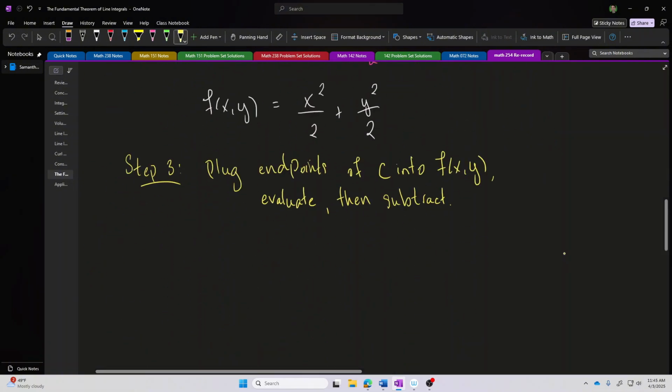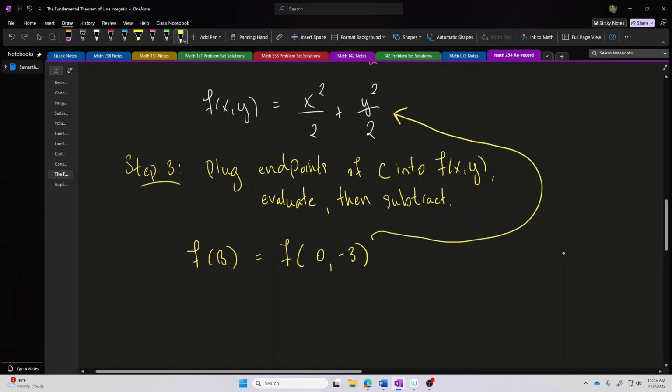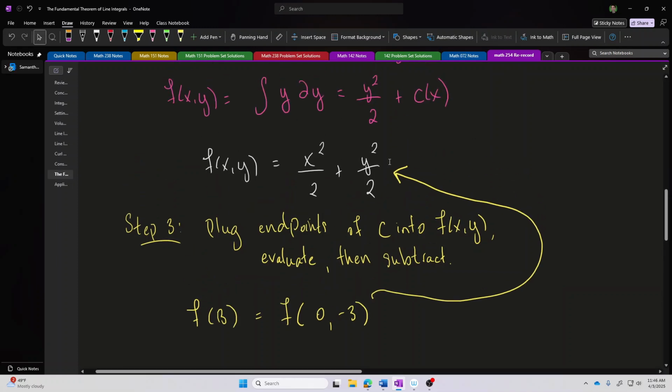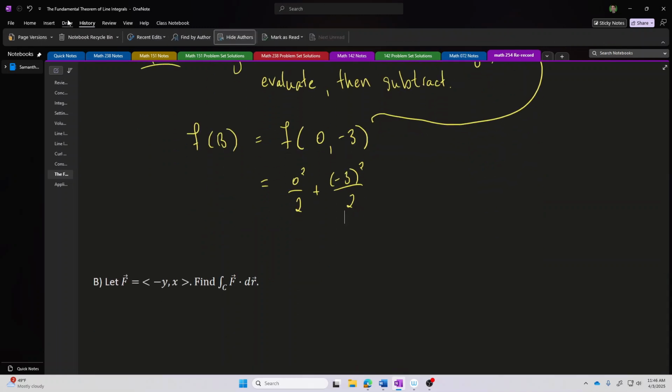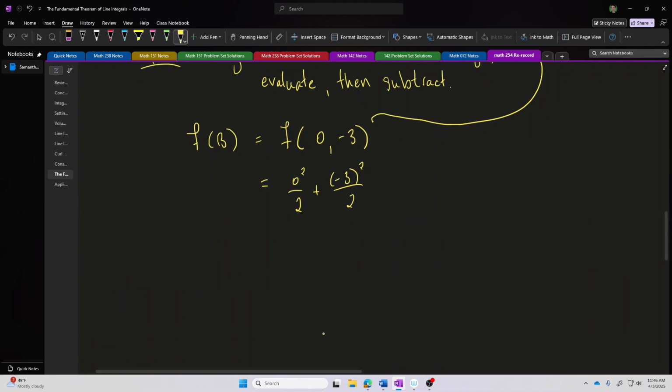So if I evaluate f at the terminal point B, then I'm evaluating f at the point 0, -3, and I will go ahead and evaluate that by plugging those inputs into the formula for the potential function that we found in the second step. So x is 0, giving me 0 squared over 2. y is -3, giving me -3 squared over 2. And therefore, the output of the potential function at the terminal point of this curve is just equal to 9 over 2.